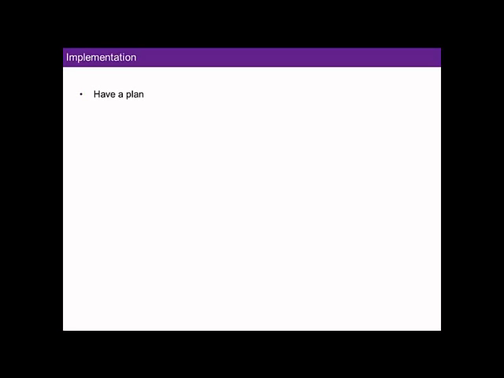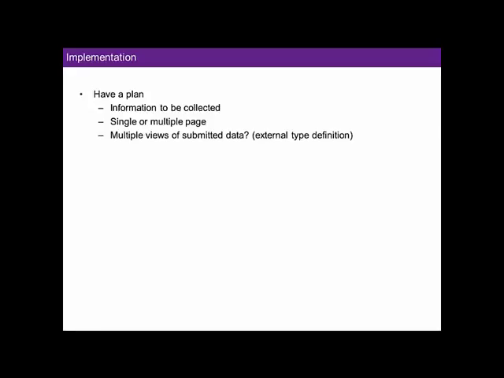So let's look at some more general tips about the implementation. Make sure you've got a plan. Make sure you know the information to be collected. Try and work out whether you need single or multiple pages from the get-go. You don't always need to know that, but it's obviously useful sometimes as you're expanding your form out. Do you need different views of the data that's going to be submitted?